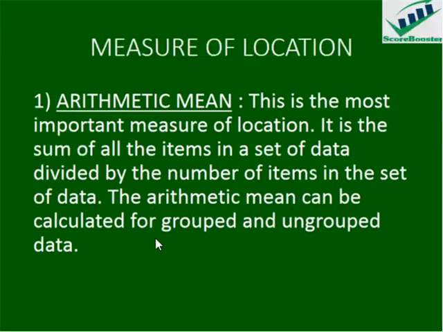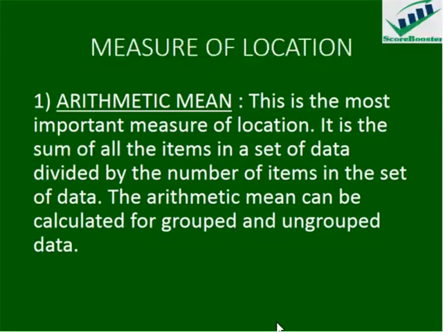We calculate for ungrouped data first, and we solve examples on it. Then we go for grouped data. You all know what grouped data means. That is when we have class intervals. So we see the difference between calculation of arithmetic mean for ungrouped data and that of grouped data.